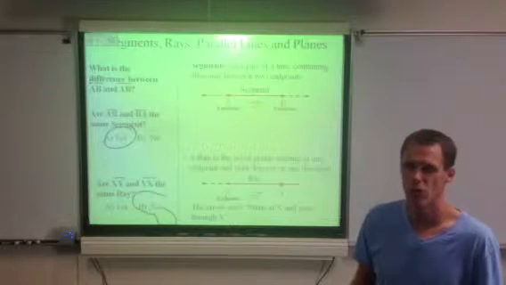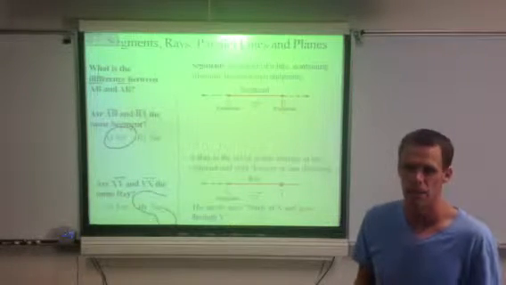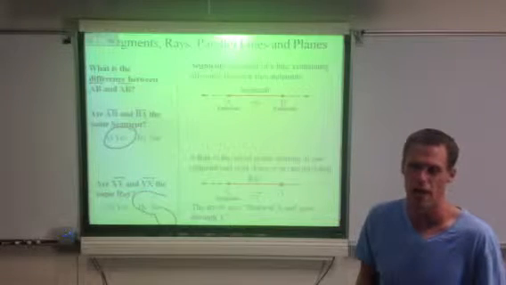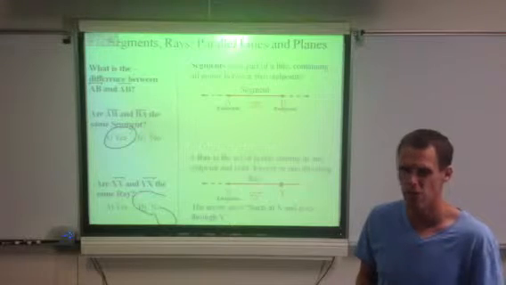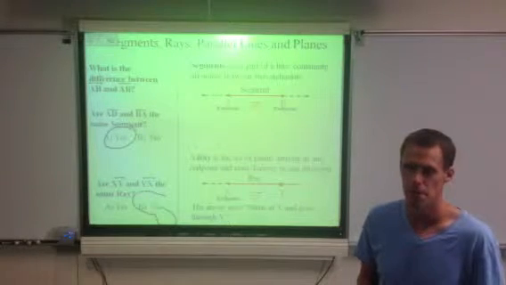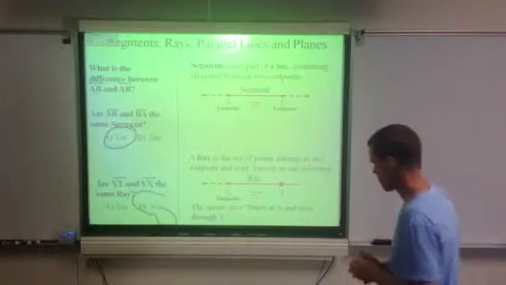You can never have two rays be exactly the same if they don't start in the same spot. That's the first thing you have to look for. If they don't have the same first starting point, then they're not the same ray.